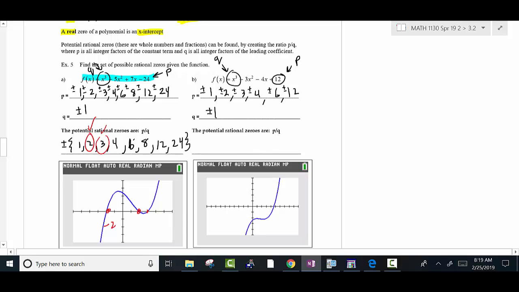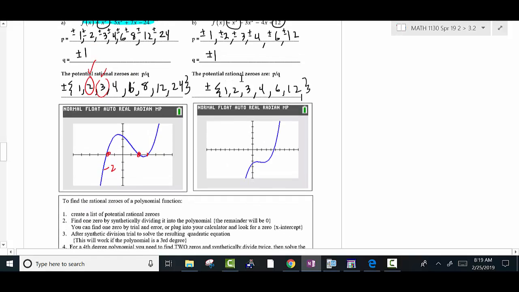So this works out the same way as the last problem. When you formulate the ratio, you'd have 1 over 1, 2 over 1, 3 over 1, 4 over 1. Well, you don't need to put it over 1, so the list would just be plus minus 1, 2, 3, 4, 6, and 12. Okay, there will be situations where Q might be some other number other than 1, and you have to formulate all those ratios like that.